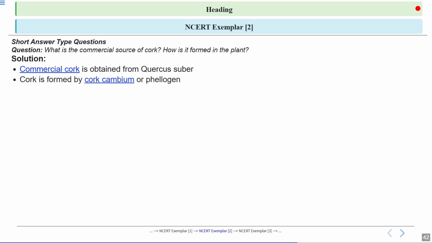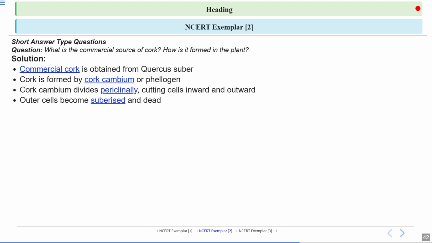Cork is formed from the cork cambium or the phellogen, right? So you must have heard about that secondary growth, but you have not studied about this. Secondary growth occurs inside the vascular bundle, but secondary growth also occurs in the cork region. Cork cambium or phellogen divides and redivides and gives out on the outer side the cork. So this cork cambium divides periclinally, cutting cells inward and outward. The outward cells are suberized and they are dead, whereas the inner ones pack in radial rows, forming the cork or phelloderm.